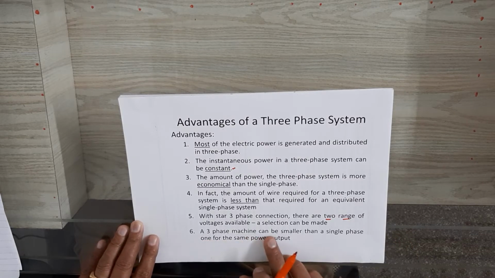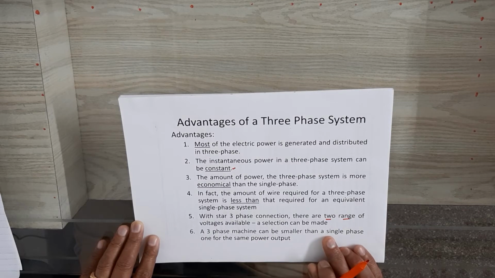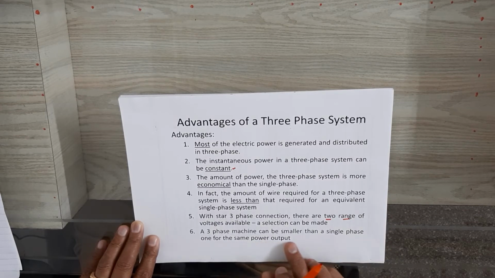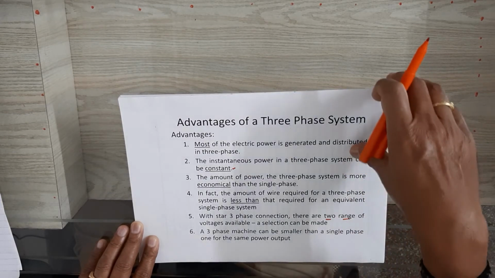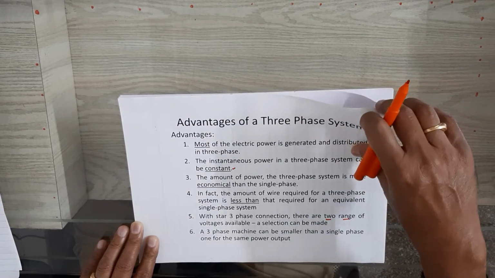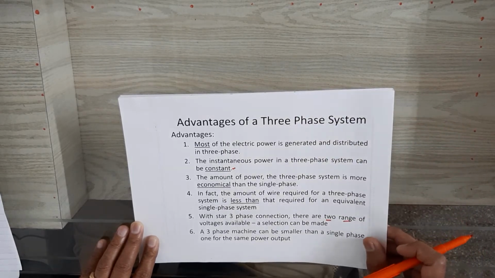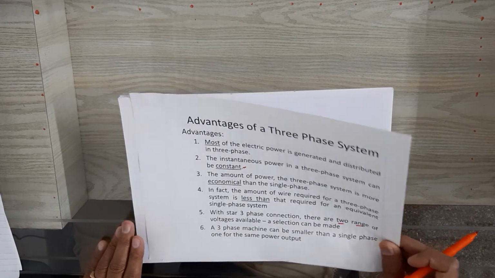Then three-phase machines can be smaller than single-phase ones for the same power output. For example, if you are designing a 2 kVA single-phase motor, the size of the machine is more. However, if you are designing a three-phase machine, the size of the machine for the same capacity is less, thereby the cost of the machine is also reduced. These are the advantages of a three-phase system. That is why we are going for a three-phase system.